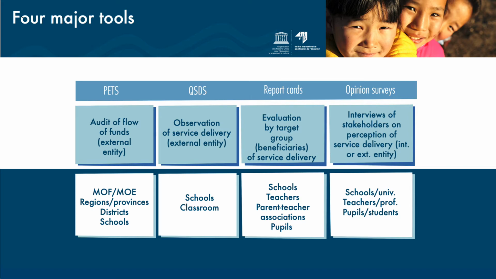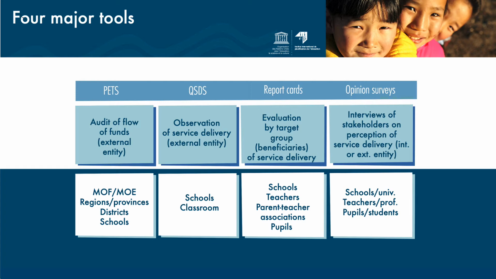QSDS, Quantitative Service Delivery Surveys, consist in observing service delivery, mostly at school or at classroom level. They are also conducted by an external entity. Report card surveys consist in an evaluation by the beneficiaries themselves of the quantity and quality of services delivered at school or university level. They usually mobilize schools, teachers, parent-teacher associations, and sometimes also pupils.